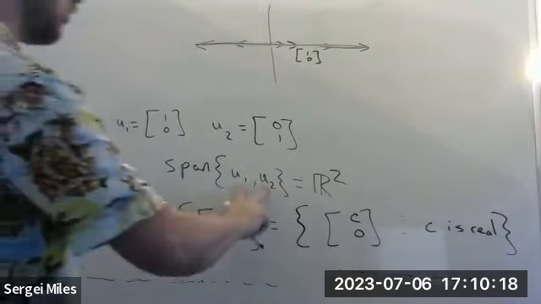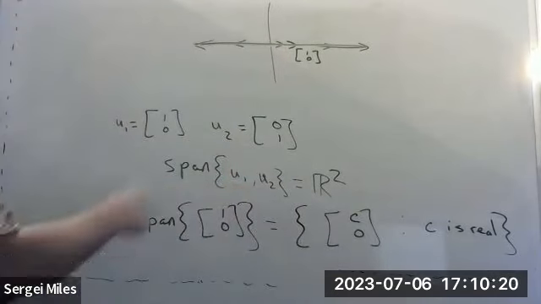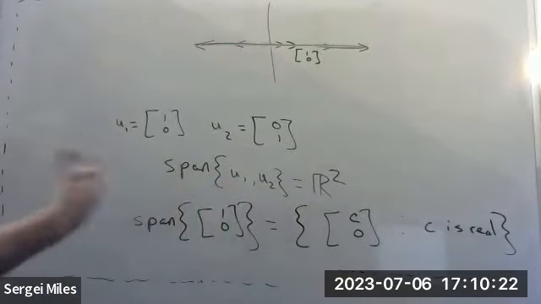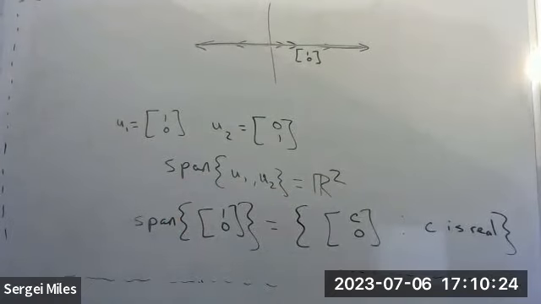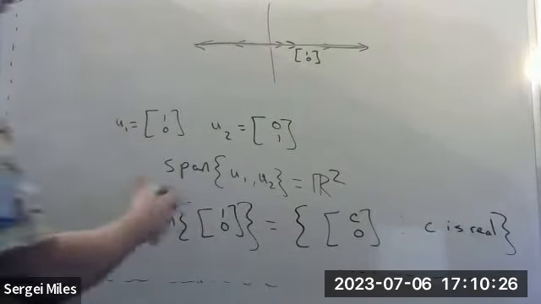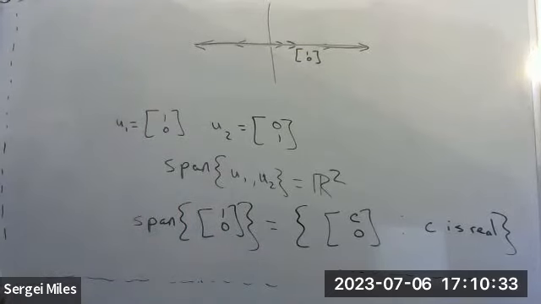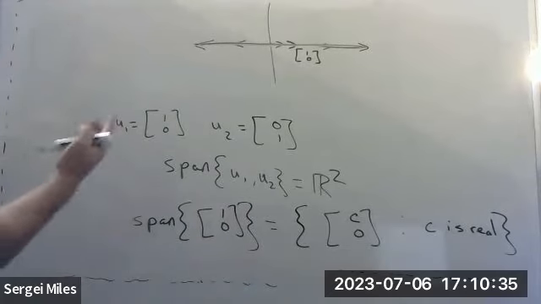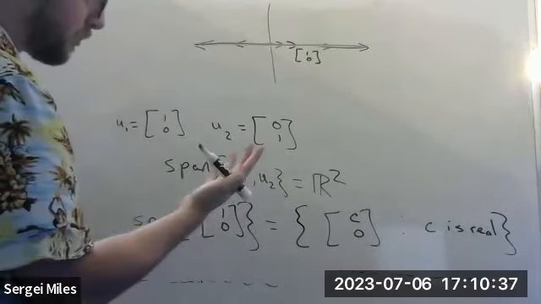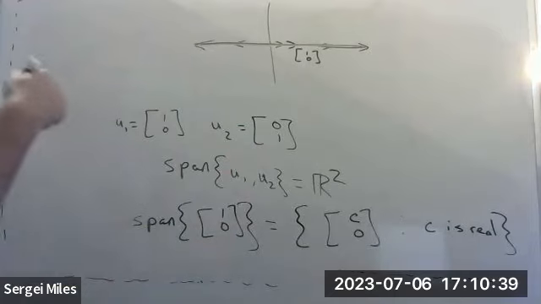But if I include U2 with U1, then suddenly that's enough to get every possible combination in R2. So this notion of span, and when the span of vectors covers an entire space or not, is going to be key as we continue in the course. And the punchline is going to be that finding our pivots is the key.